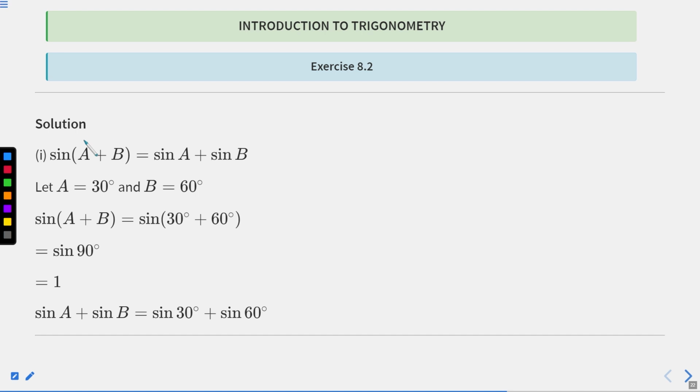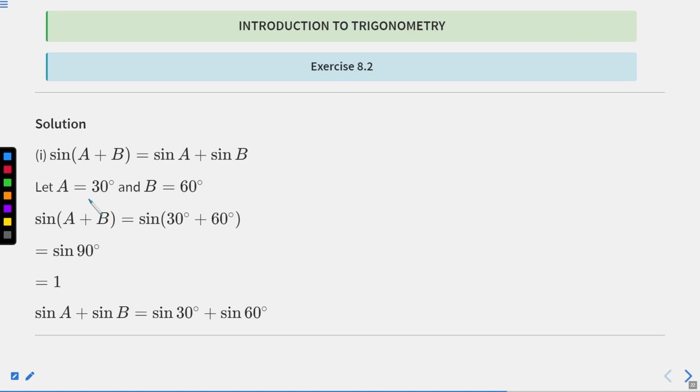So here we have sine of A plus B equal to sine A plus sine B. Here we can take, in particular, A equal to 30 degree and B equal to 60 degree. So we let A be 30 degree and B be 60 degree. Then sine of A plus B is equal to sine of 30 degree plus 60 degree.